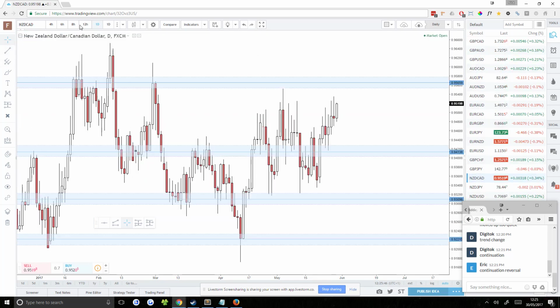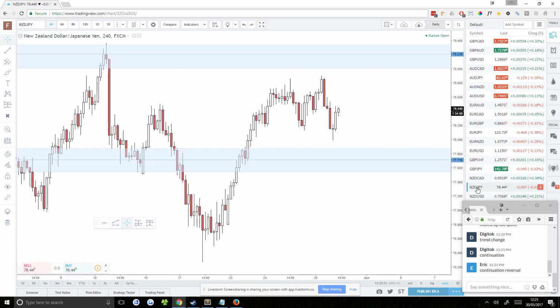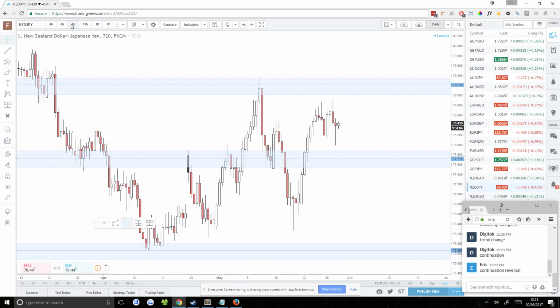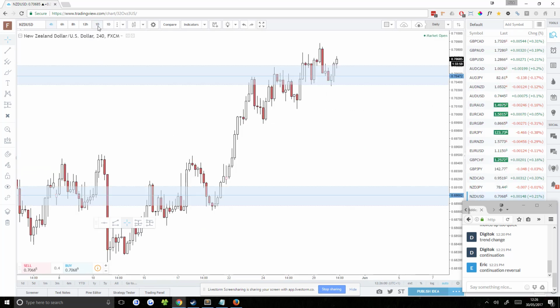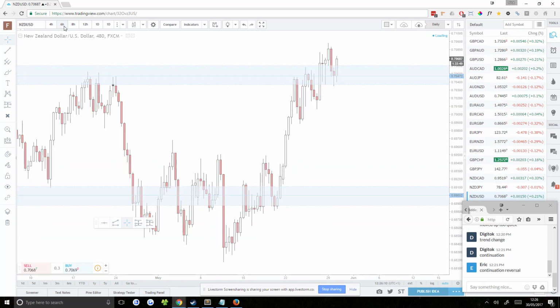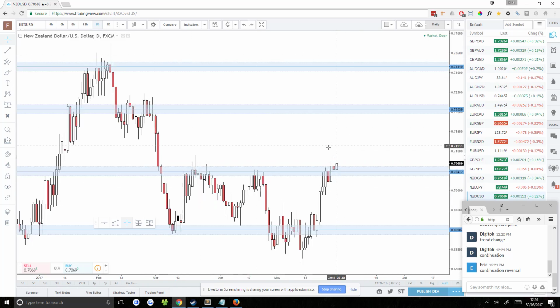All right, New Zealand CAD, let's see what's happening here. Nothing much. New Zealand JPY is in between two areas. It's pretty messy. Not interested. New Zealand USD. Okay. And New Zealand USD is stalling at resistance, but it looks like it's continuing up, and it's a bit messy.